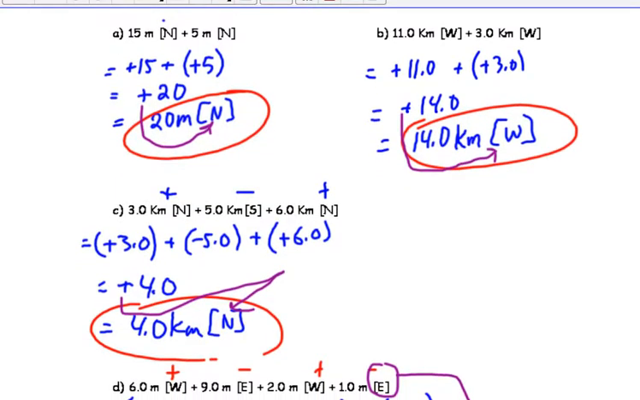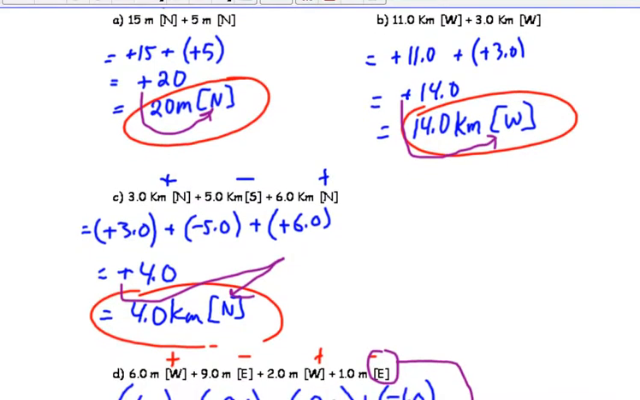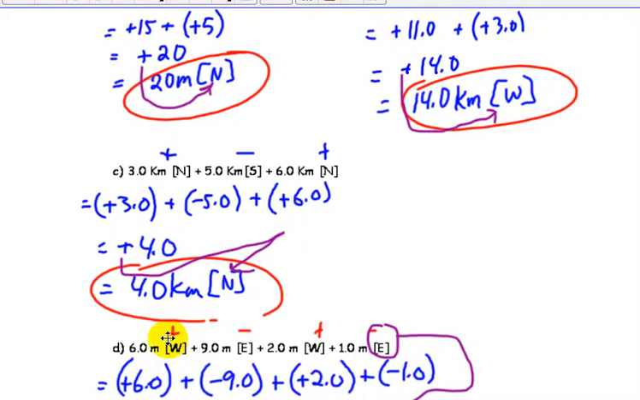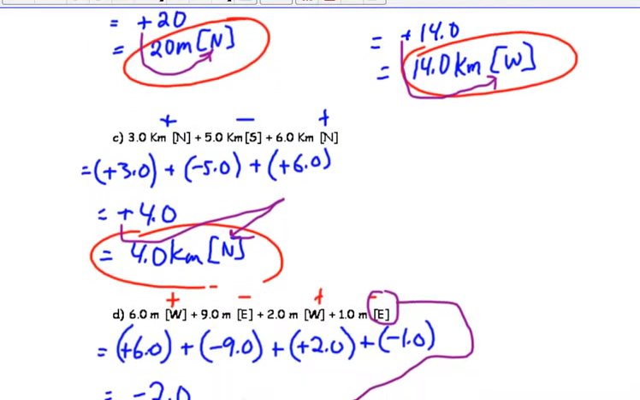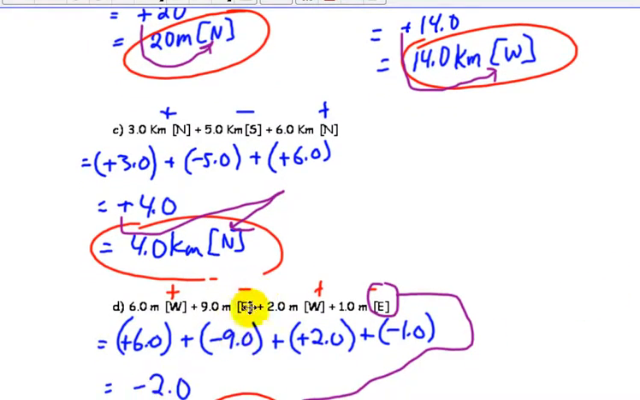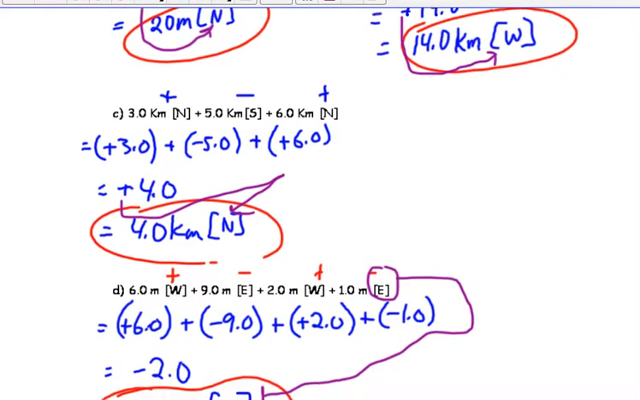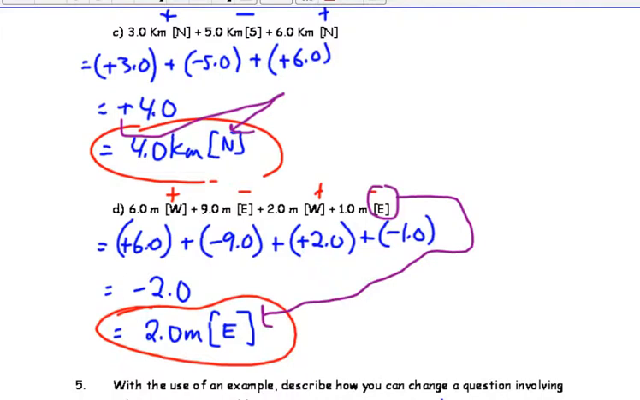Here's one for you to do. Try that one. I just randomly made west as positive, east as negative. See if you can get your answer there. So here we have positive 6, negative 9, positive 2, negative 1. So we get negative 2 as an answer. And I noted up here, negative means east, so 2.0 meters east. So you can see how that works mathematically. Change your map directions to positive and negative, and once again we're dealing with simple collinear examples here, vectors that lie on the same line.